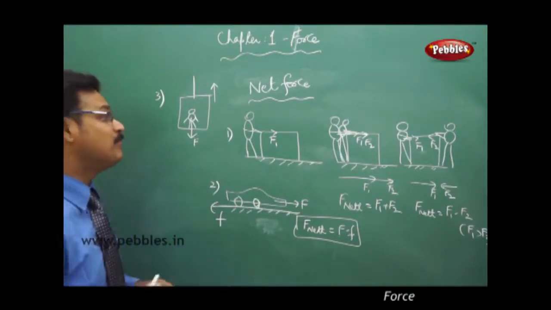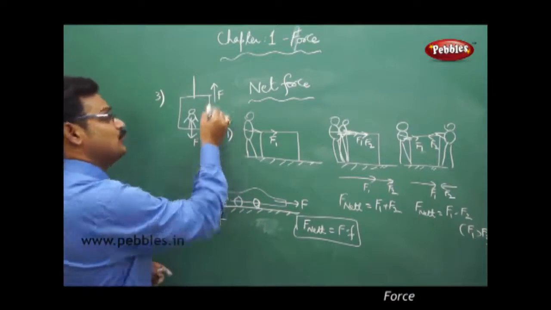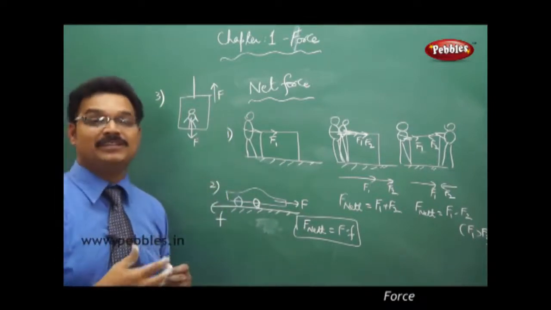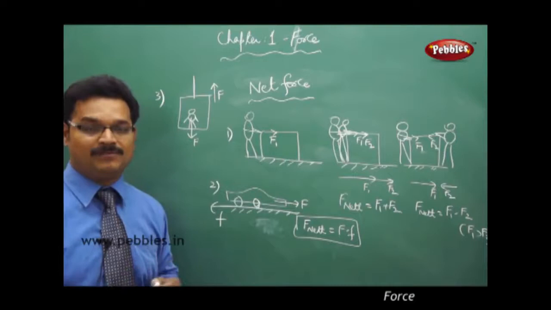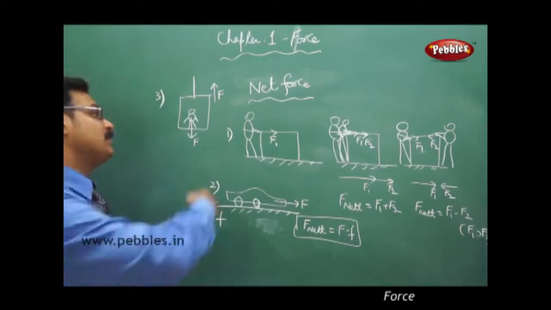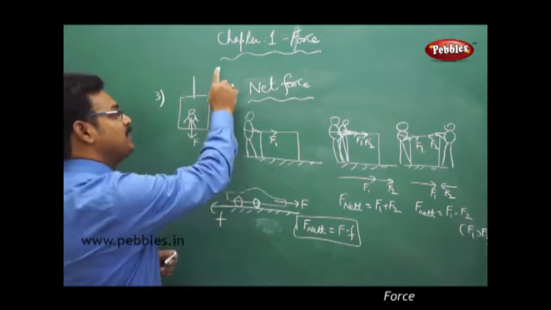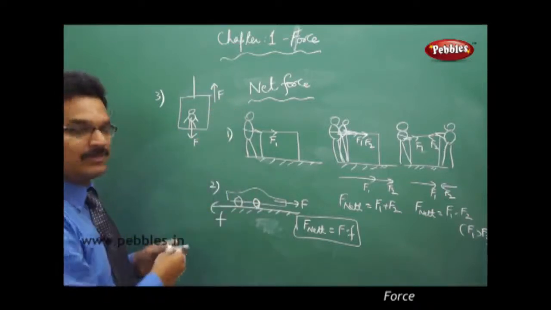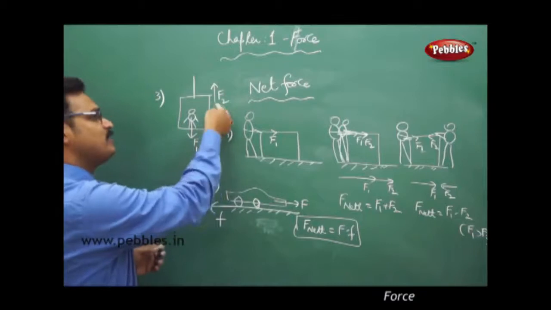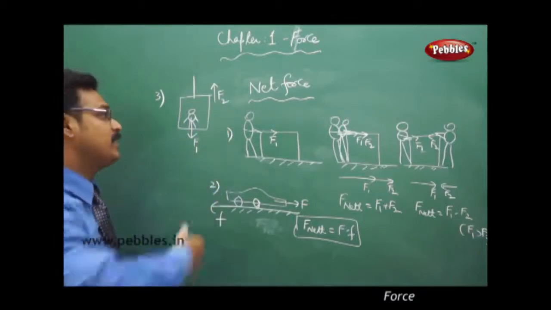Why is it moving up? Because there is an applied force by the machine, the elevator machine. That elevator machine makes the lift move up. So that force acts in the upward direction, and this force is greater than this force. So this is F1, this is F2. So F2 is greater than F1. That's why the elevator is moving up.